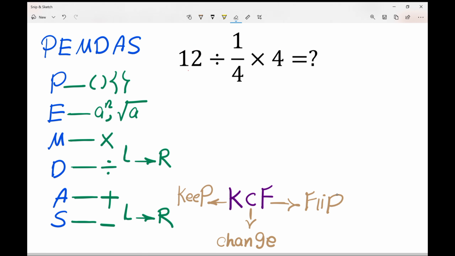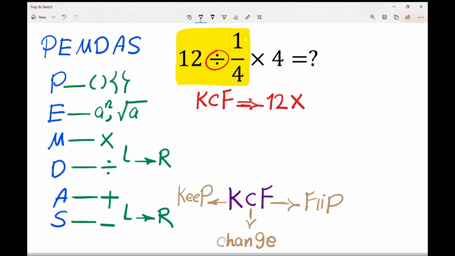Since we have both division and multiplication in this expression, we must follow the PEMDAS rule, which means we solve from left to right. First, we solve 12 divided by 1 over 4 using the KCF rule. Keep. We keep the 12 as it is. Change. We change the division sign to multiplication. Flip. We flip 1 over 4 to 4 over 1, which is just 4. So, 12 multiplied by 4 gives us 48.